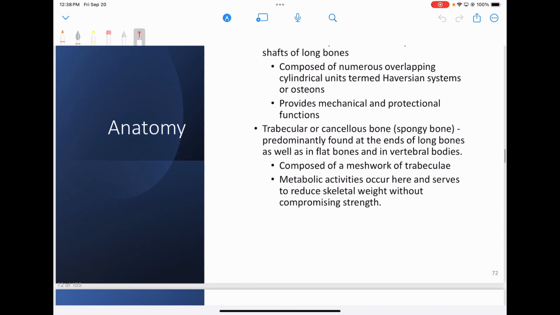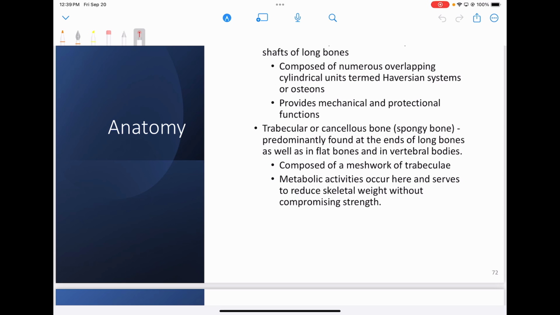The second part of the bone is this trabecular or cancellous bone, and it's called spongy bone because it looks like a sponge under the microscope. This is at the ends of the long bones, in flat bones, and in the vertebral bodies of your spine is where you're going to find this soft bone. It's composed of a meshwork of trabeculae. So a mesh, when I show you a picture, it looks like a sponge, like a mesh.